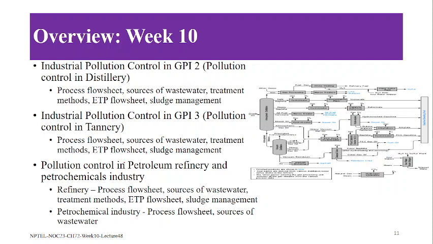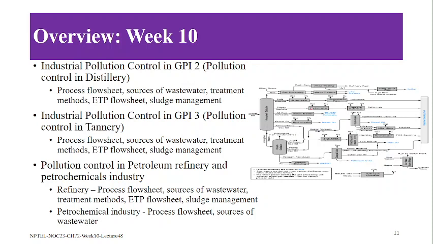And next, for the pollution control in the petroleum refinery and the petrochemical industry. So this is the process flow sheet for the petroleum refinery, and the petroleum refinery is converting the crude oil into the different usable petroleum products such as the gasoline or kerosene, or the aviation turbine fuel, or the diesel, as well as the natural gas.